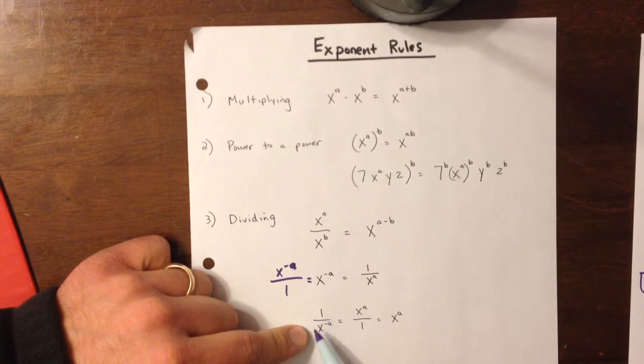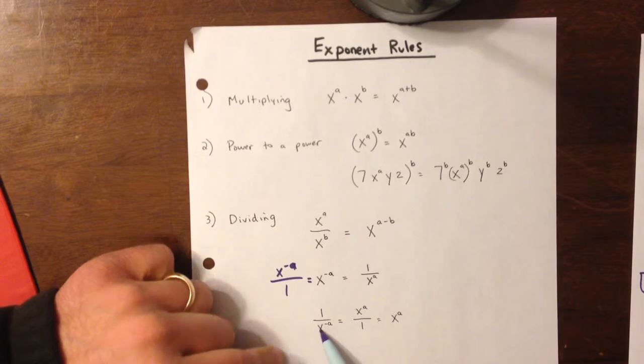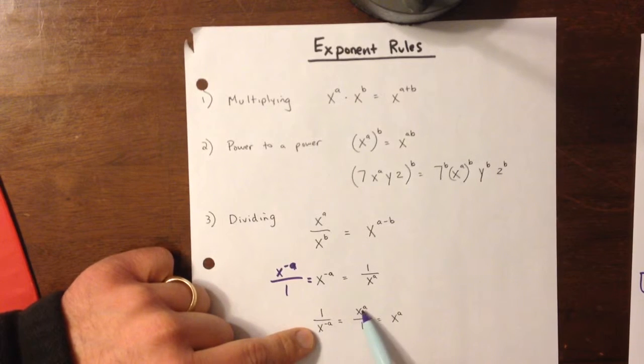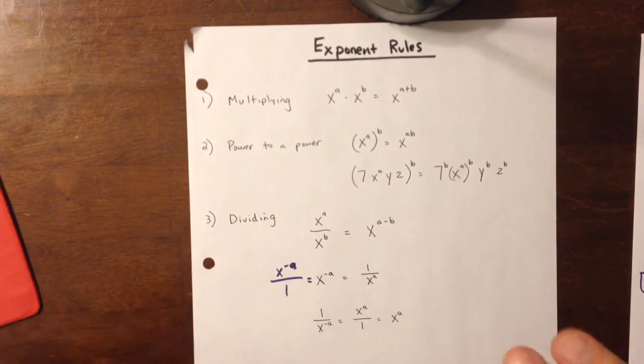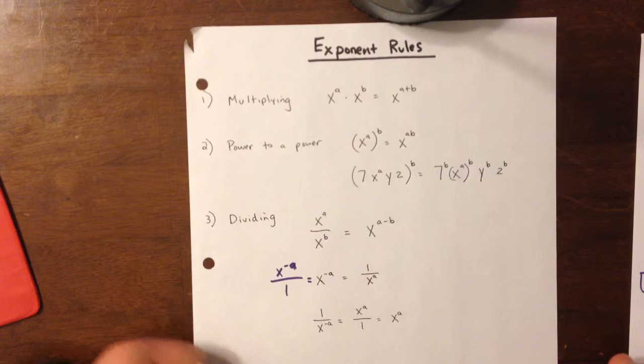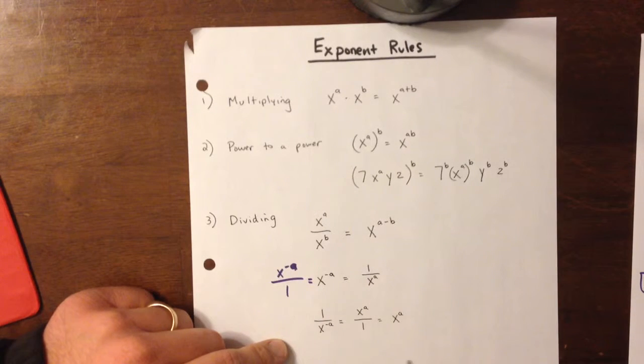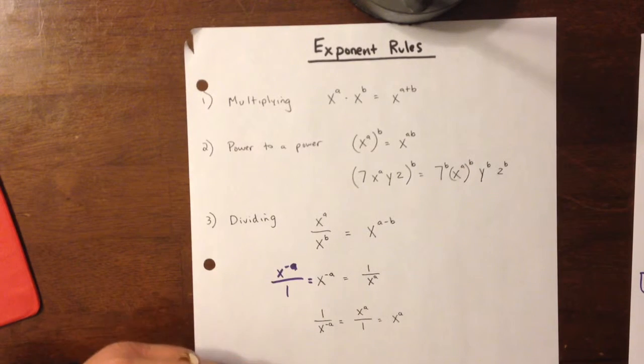So if I have a negative exponent in the bottom, it goes to the top. If I have a negative exponent in the top, it goes to the bottom. So it's just kind of like an inverse operation there. All right, so I think we got to keep that in mind.